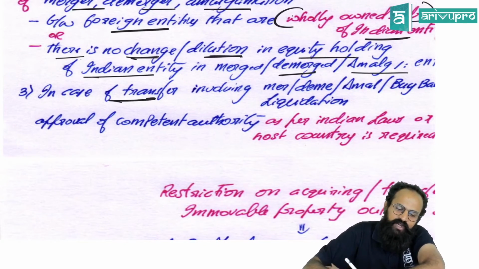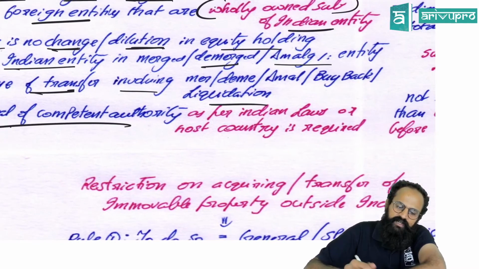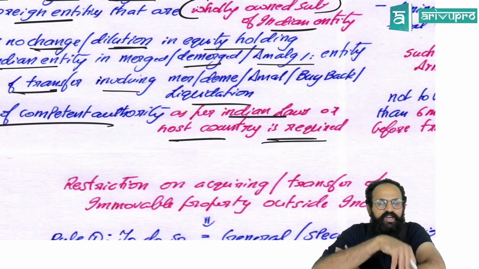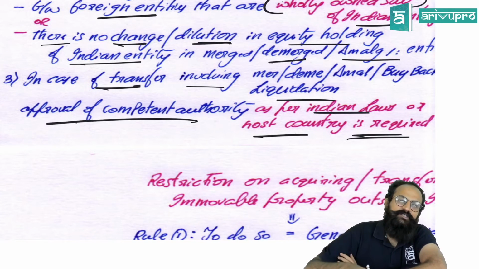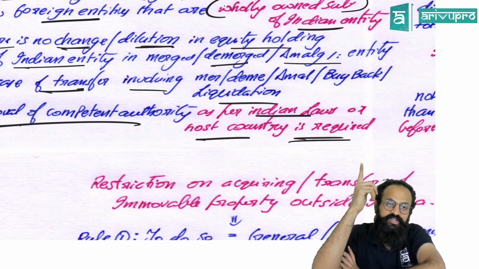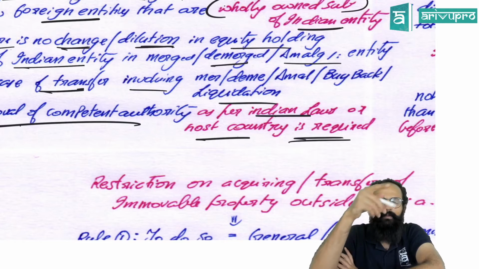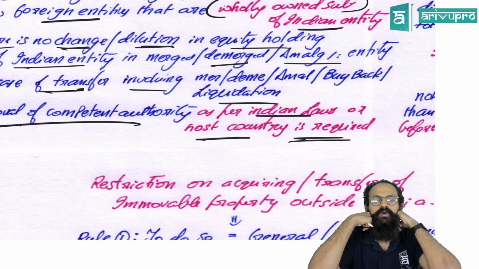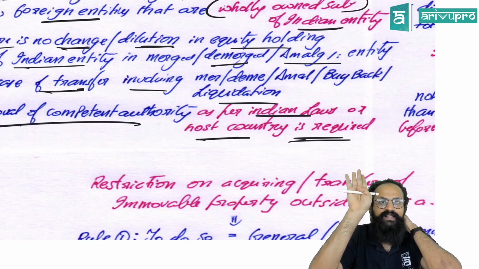In case of transfer involving merger, demerger, amalgamation, buyback, liquidation, approval of the competent authority as per Indian laws or host country is required. Meaning, in India you have the Competition Act. Whenever two big entities come together, you need to take approval of the competent court. If such authorities' approval is required, you need to take that as well.